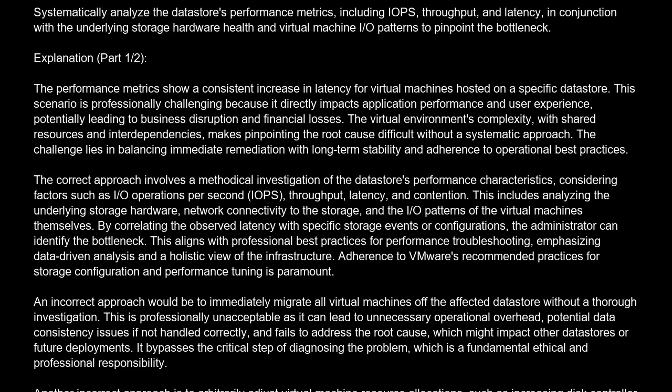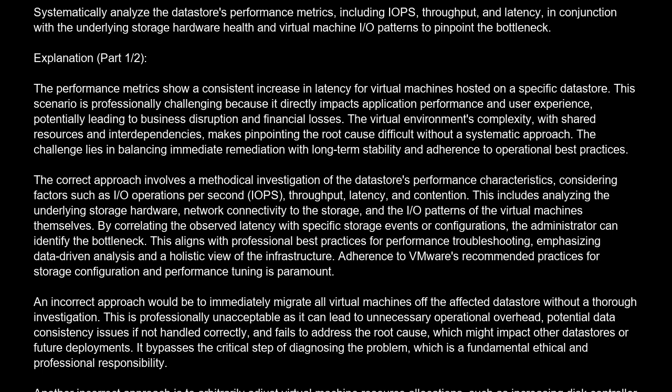The correct answer is A. Systematically analyze the data store's performance metrics, including IOPS, throughput, and latency, in conjunction with the underlying storage hardware health and virtual machine I/O patterns to pinpoint the bottleneck. Explanation. The performance metrics show a consistent increase in latency for virtual machines hosted on a specific data store.